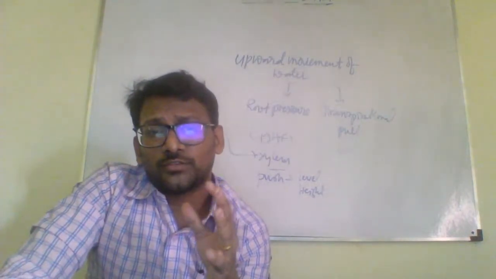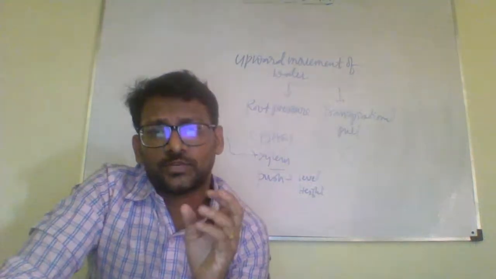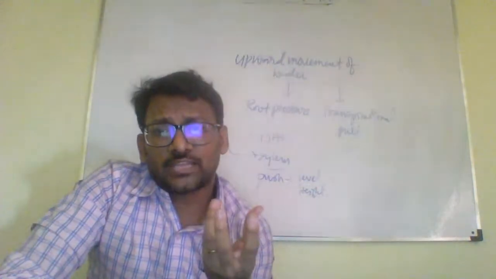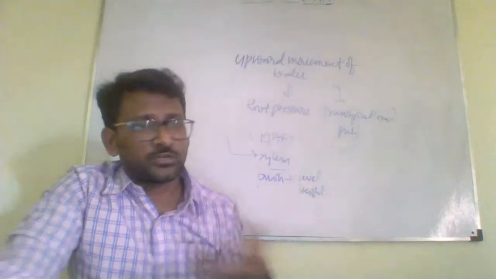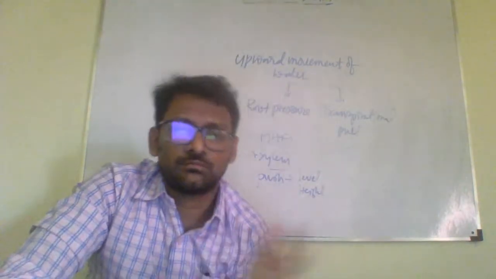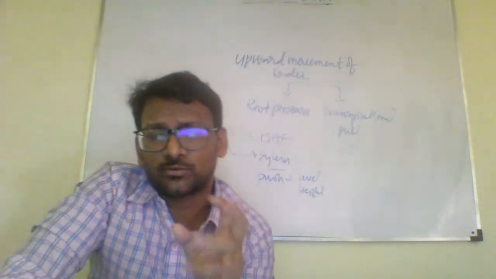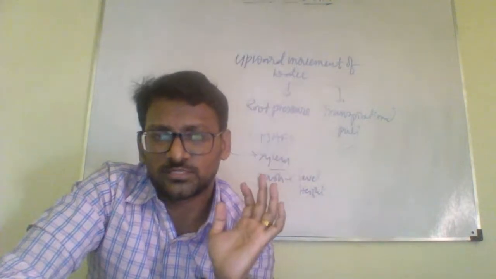So if you see this root pressure, right, excess water which is taken by the roots can be sent out through different aspects. So one we talked about is guttation. So try to remember what is guttation, etc. So then it will be easy.